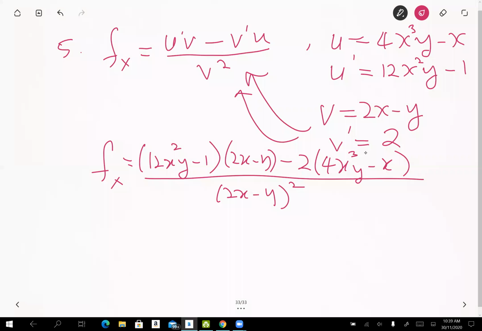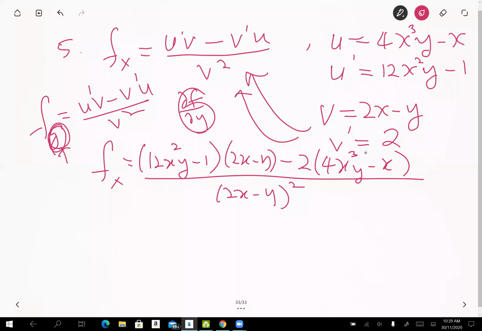Now, similarly, if I want to find fy, you still use u prime v minus v prime u divided by v squared. But now make sure you take derivative with respect to y. Don't let v prime be the one for x. Do derivative with respect to y. If you are not sure about that, then you can use df/dy. The reason I use u prime, v prime is it's easier to write, but make sure we know the variable to which we are taking the partial derivative.